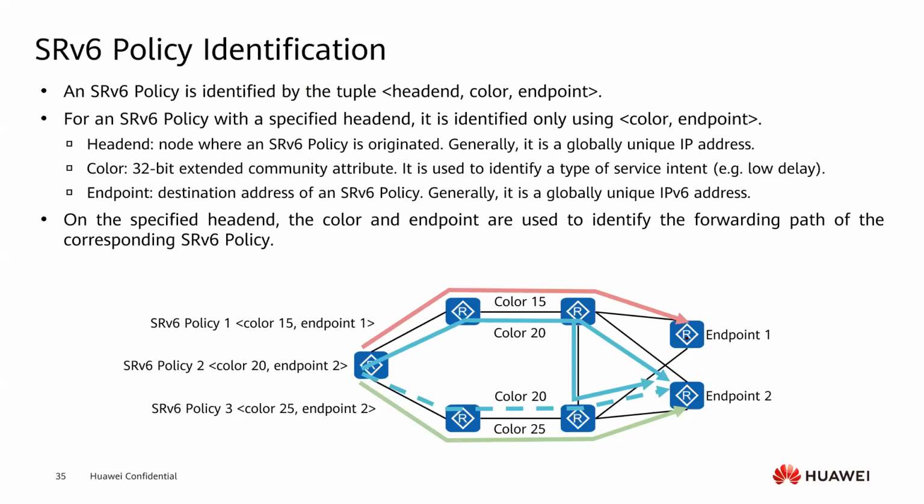Let's look at the details of SRv6 policy. First, if we want to use an SRv6 policy, we need to identify it. How to identify that this is one policy? Same as SR MPLS policy, an SRv6 policy is also identified by the tuple: head end, color, and endpoint. Here is something I want to make clear first: endpoint and endpoint node are different.